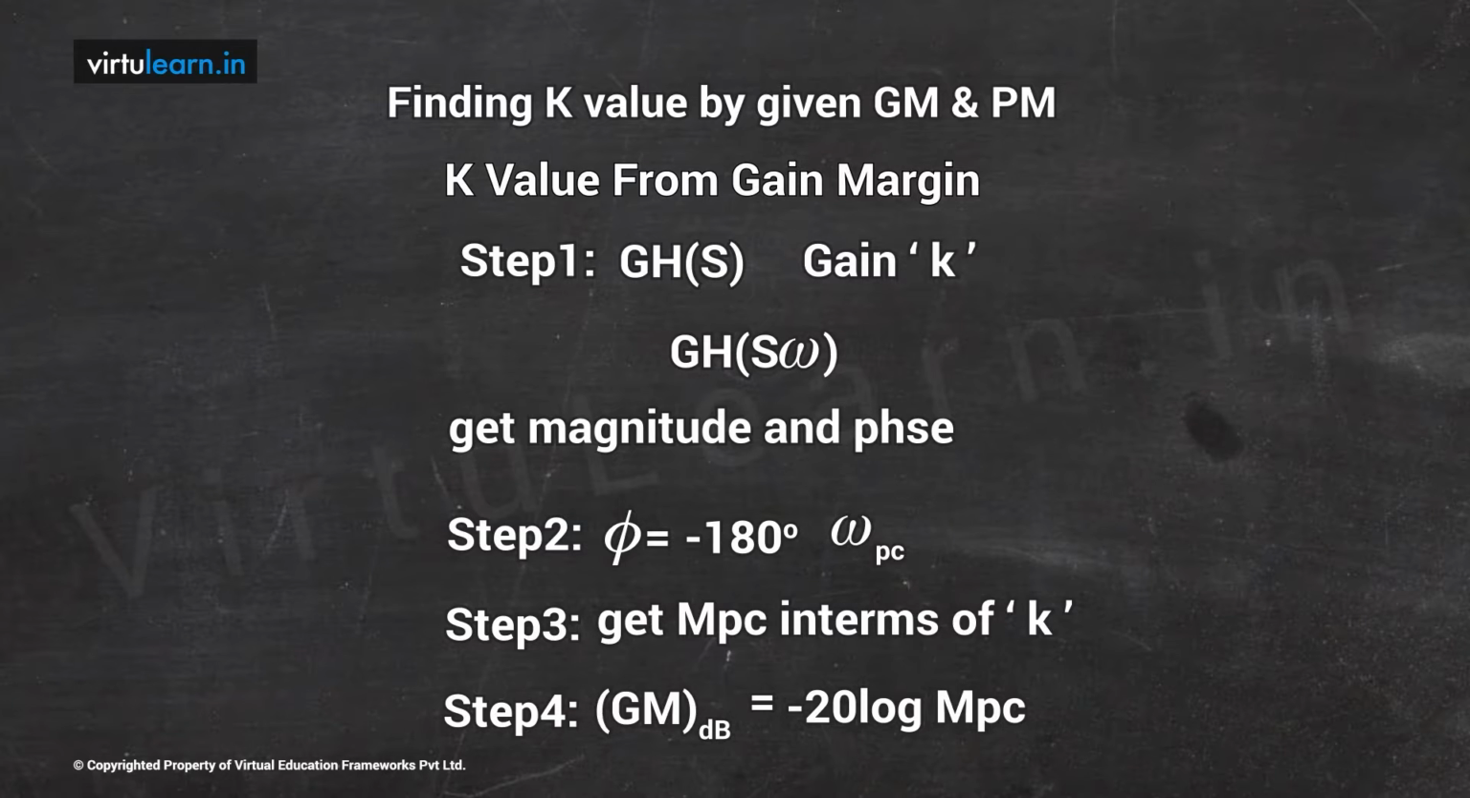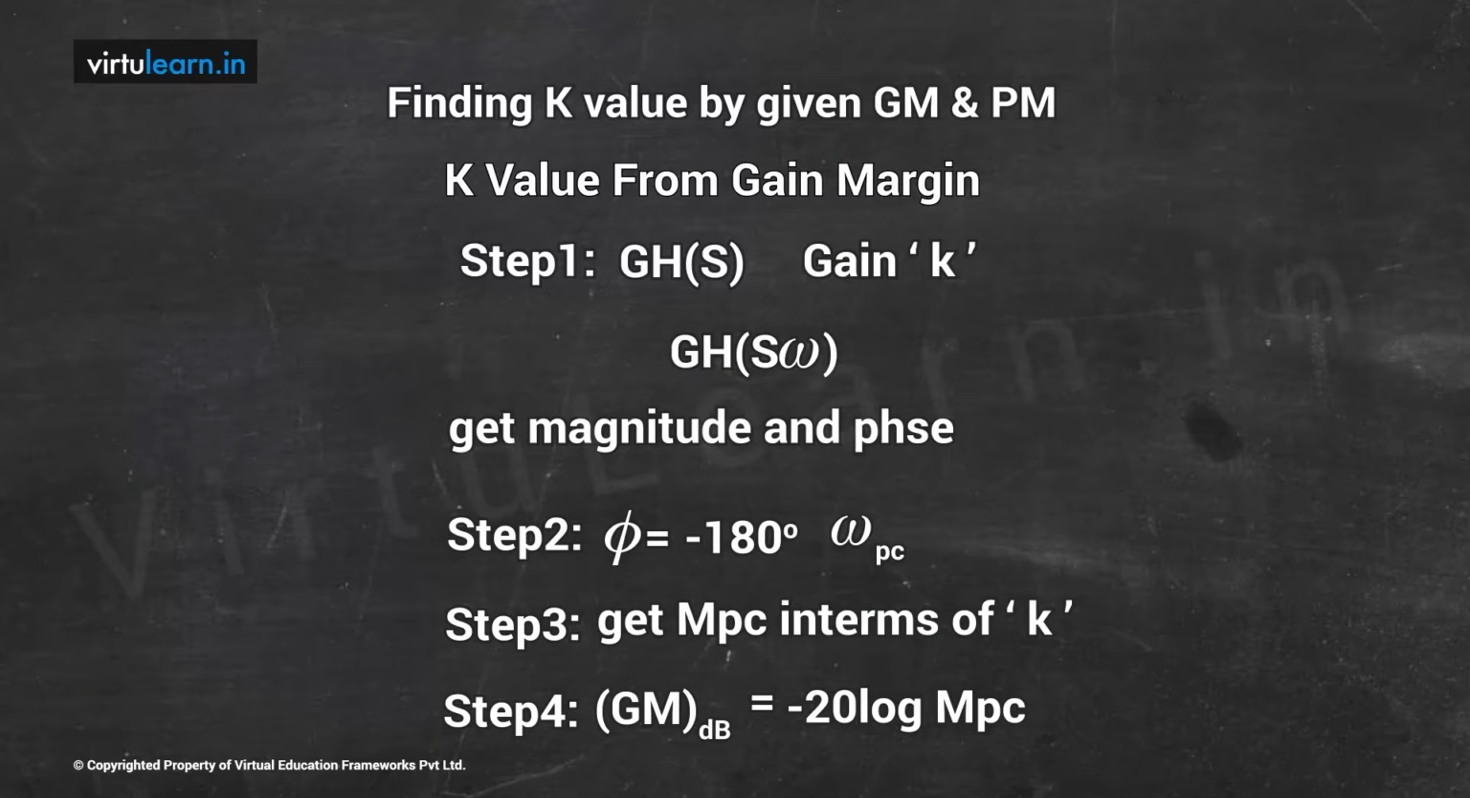The next step is, we equate the phase angle to minus 180 degrees and find out what is omega, which is omega PC. So omega PC calculation is the same for this case and also in the original method to find the gain margin and phase margin. So the same method we can follow here to find the omega PC. Once you have the omega PC, then substitute in the magnitude expression. Then you will get the MPC, but MPC is not a value. We have MPC in terms of the gain K.